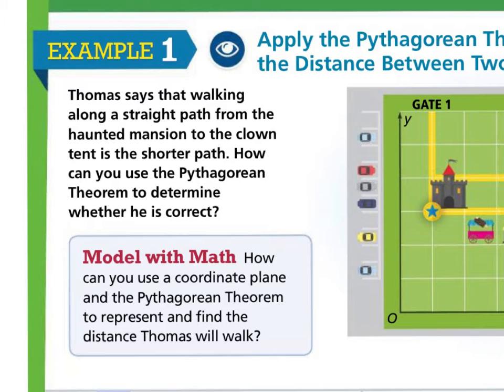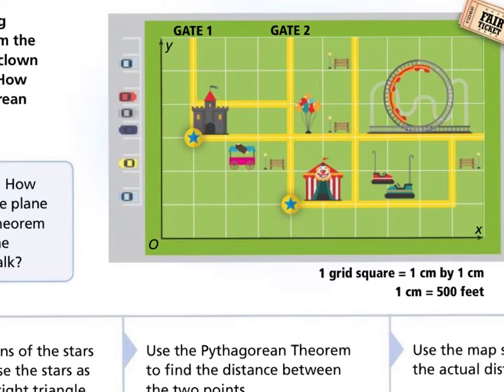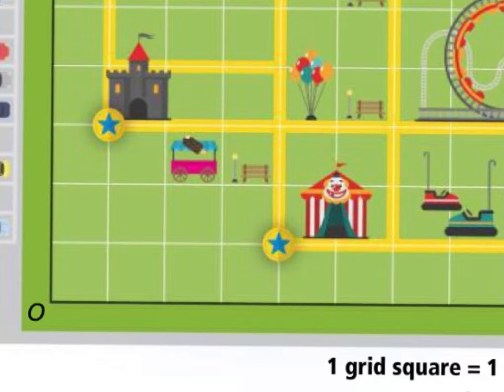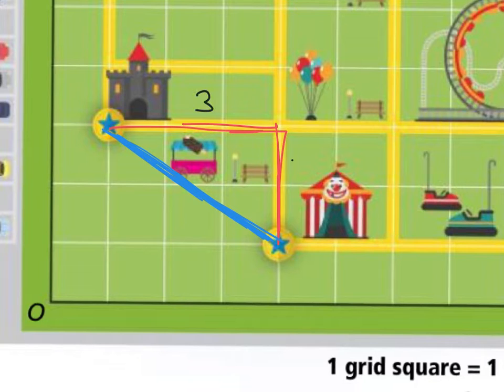Thomas says walking along a straight path from the haunted mansion to the clown tent is a shorter path. How can you use the Pythagorean theorem to determine whether he's correct? Okay, so the idea is instead of following the yellow path, we can just go in a straight line. Assuming there's no obstacles there, that would be a quicker route. So we can do this using the idea we had, 3 squares and 2 squares. That's a right triangle, and we're trying to find the hypotenuse.